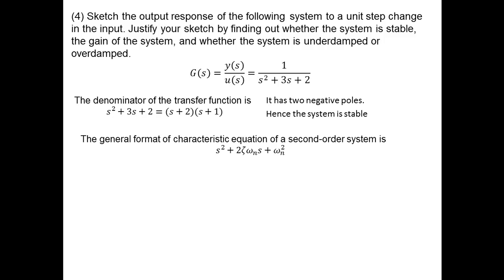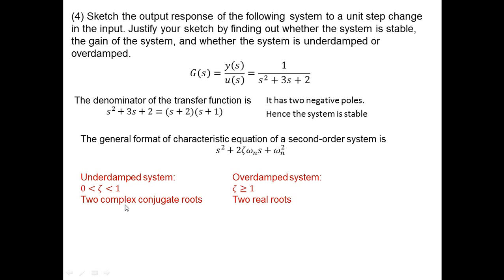The general format of the characteristic equation of a second order system is s squared plus 2 zeta omega n s plus omega n squared, where zeta is the damping ratio of the system and omega n is the natural frequency of the system. Before saying whether this transfer function is overdamped or underdamped, I define the underdamped system. A system is underdamped if its damping ratio is bigger than 0 and less than 1, or if it has two complex conjugate roots. Otherwise, the system is overdamped if its damping ratio is bigger than 1 or if it has two real roots.